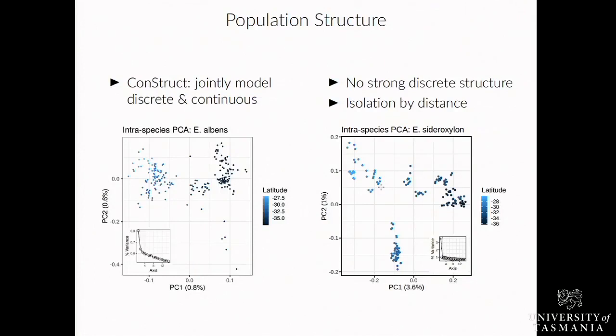So on the left, Eucalyptus albens, and you can see exactly that pattern. There's no strong discrete grouping here. The leading principal component axes explain very little of the overall genetic variation. In Eucalyptus cytoroxylon, same, although the axes here explain a little more of the overall genetic variation.